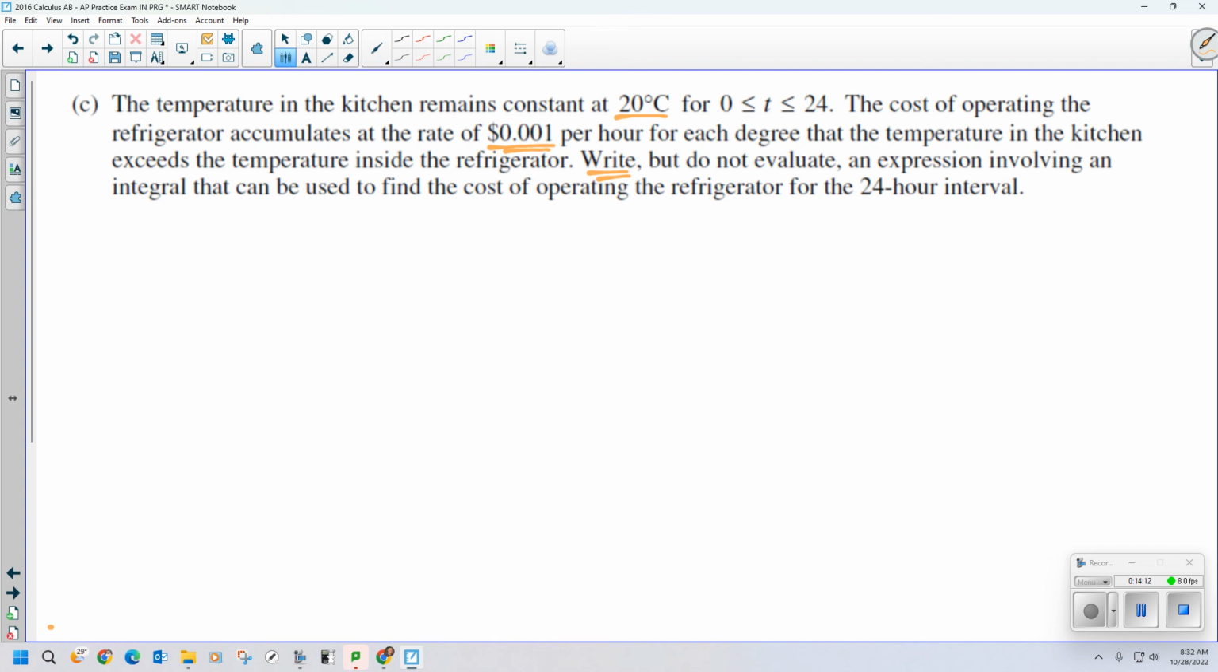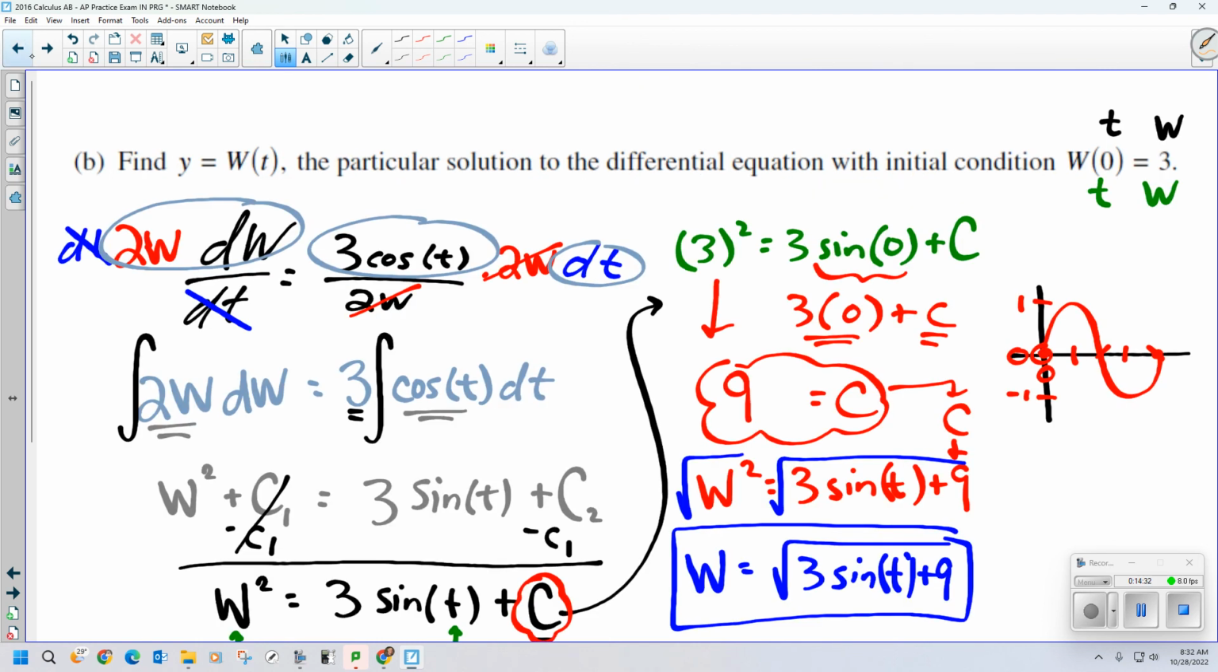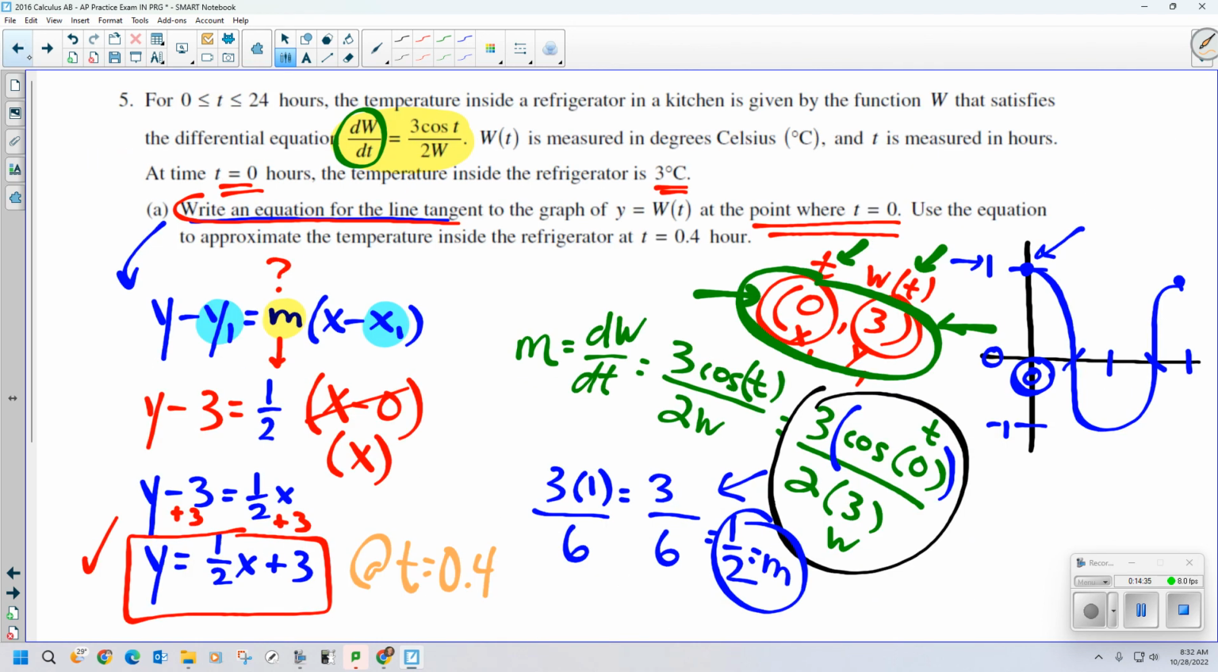So, first of all, I need to add up all the temps, so to speak, that satisfy the condition that the temperature in the kitchen exceeds the temperature inside the refrigerator. What is the temperature? The temperature in the kitchen is 20. I know we got 20. But what is the temperature of the inside of the refrigerator? The inside of the refrigerator, going back to 5, the problem itself, is given by the function W, where W of t, that's our function, is measured in degrees Celsius.